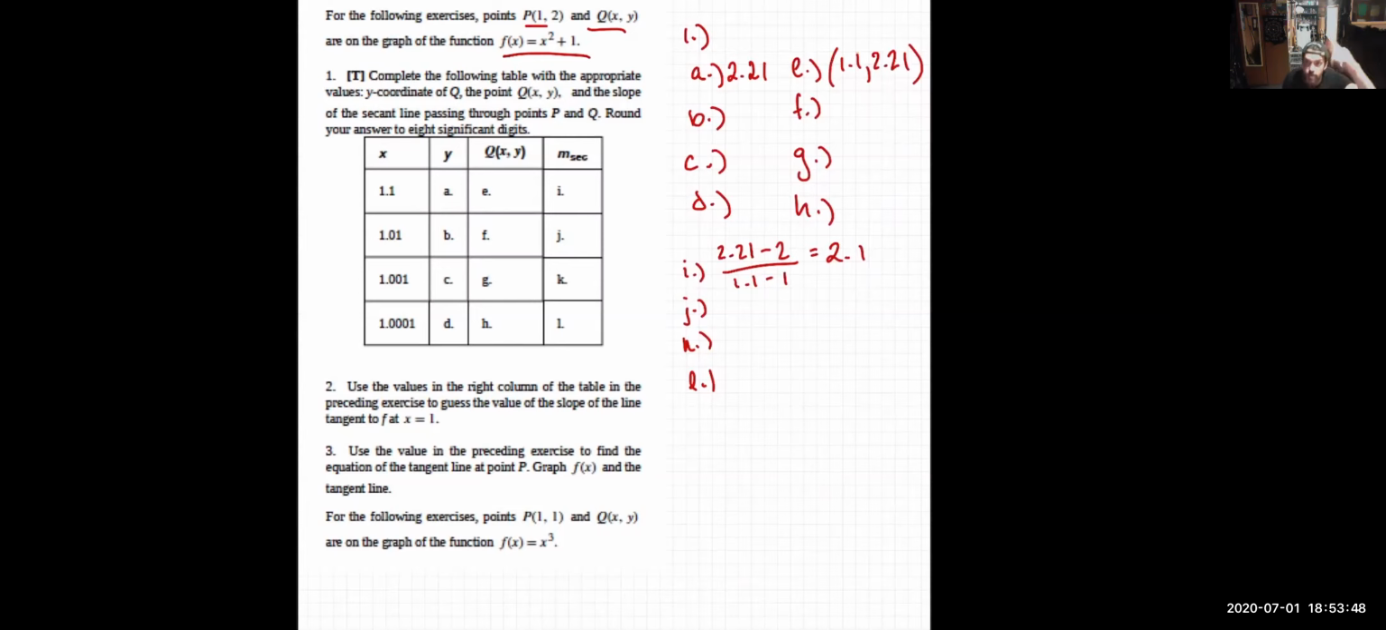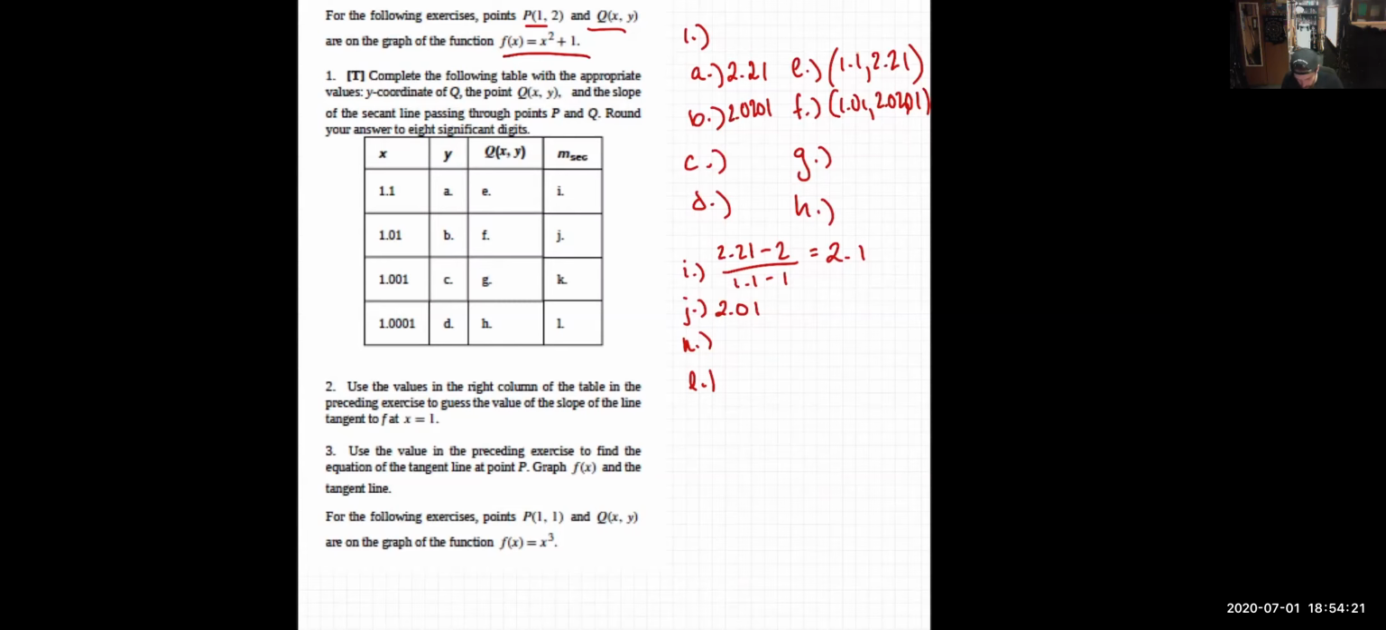All right, so going down the list, that would be 1.01 plugged into this function. That's going to be 2.0201. So the coordinate we have is (1.01, 2.0201). Now we're just going to find the slope of the secant line by taking the difference in the y's divided by the difference in the x's. Okay, so this slope is going to be 2.01.